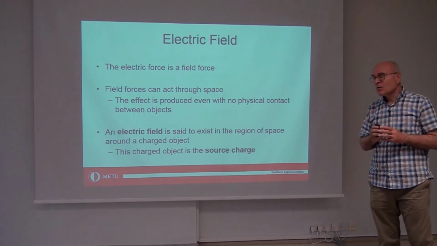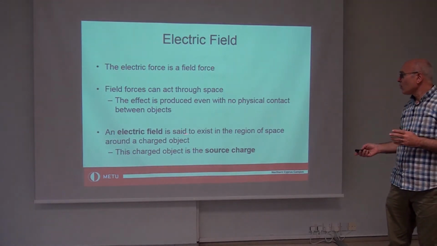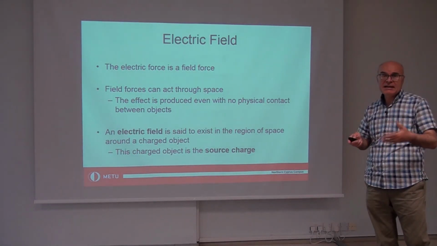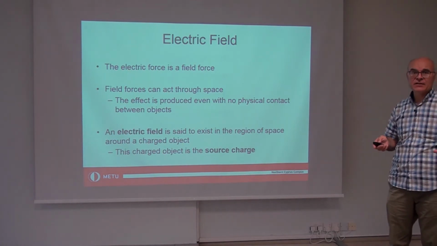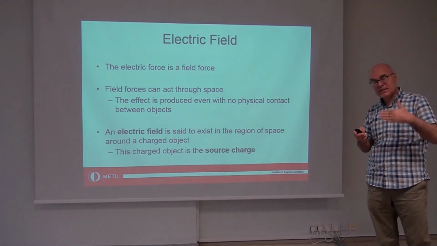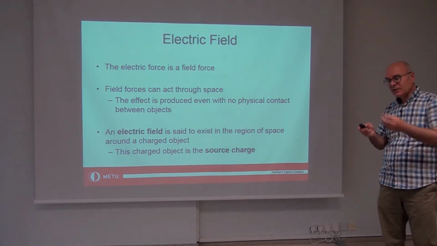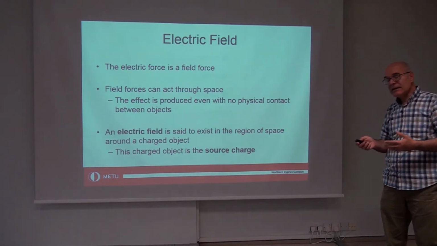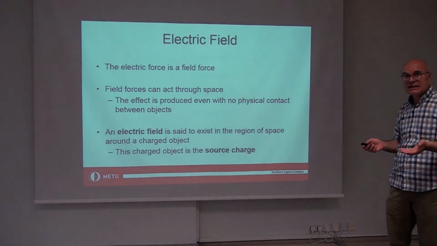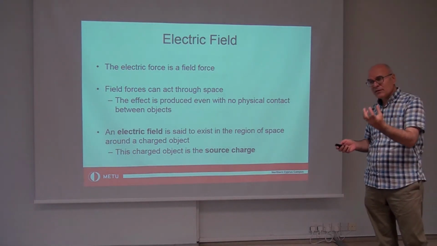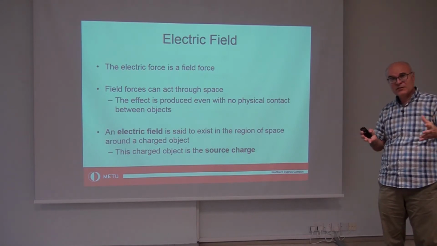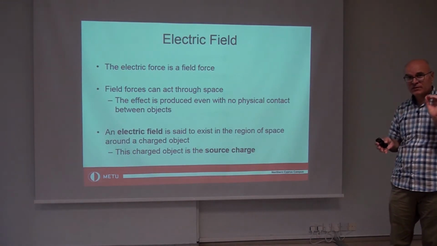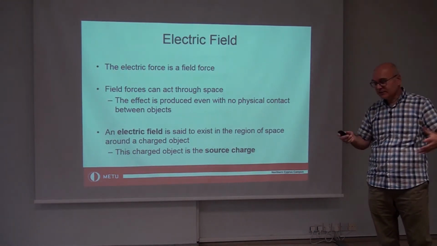Now, let's go back to the electrostatic force. We say that in a region of space around a charged object, there exists an electric field. So this is how we introduce the idea of the electric field. You have a charged object. Now the space around that charged object has an electric field in it. The charge that creates this electric field, we call it the source charge. This is an important thing to keep in mind: the source charge, the charge that generates that field.